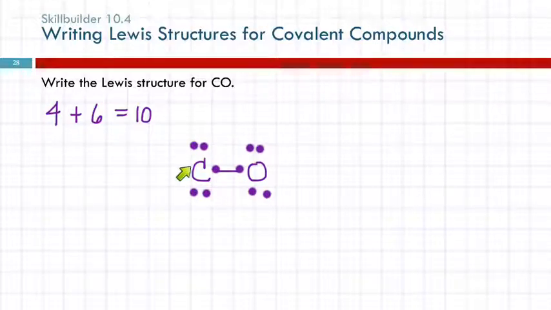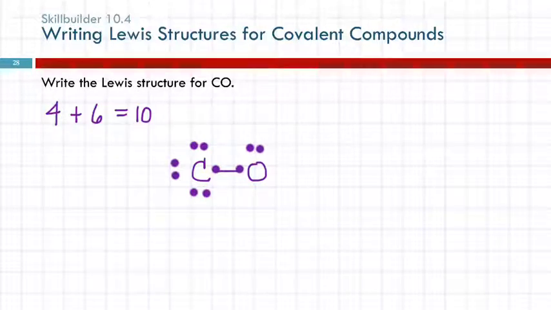So how do we count that? Here's carbon, 2, 4, 6. Nope, oxygen, 2, 4, 6. Nobody has an octet. And so you can mess around with this and see what you can do. I could move those over here. Now, carbon has an octet, but oxygen doesn't. There is no way to have octets for everybody with just a single bond.